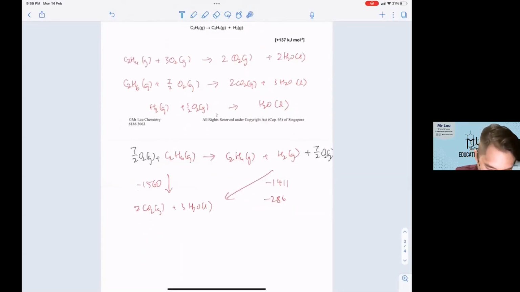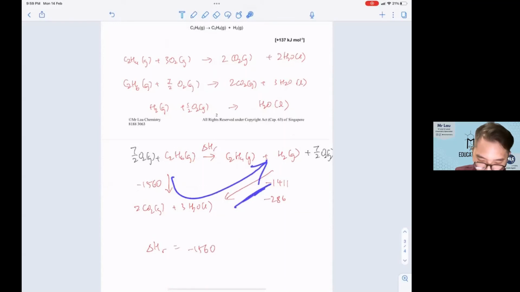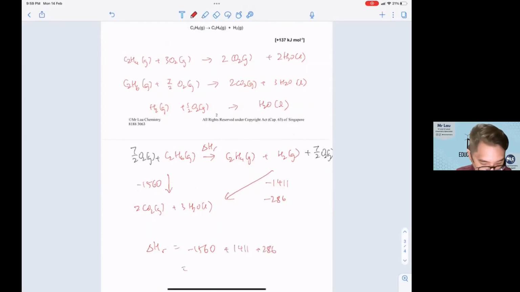So to find the delta H over here, you just need to go this direction. Okay, so the delta H of the reaction will be equal to, over here, it follows the same direction, so it's -1560. Okay, and now it goes against this direction, so you minus the value here. So it will be +1411 and +286. If you put all this into the calculator, you get a value of +137 kilojoules per mole.